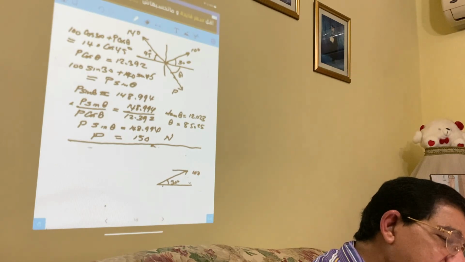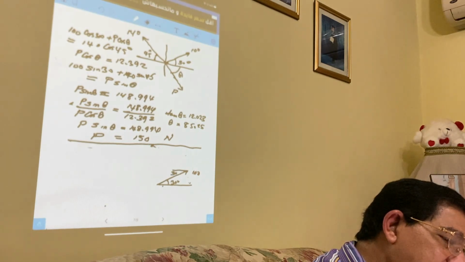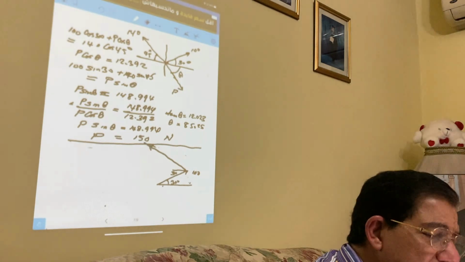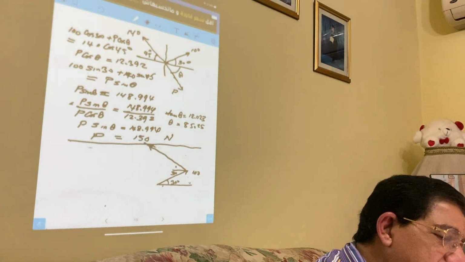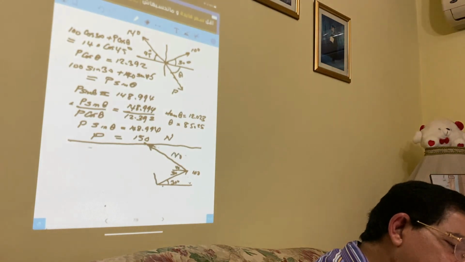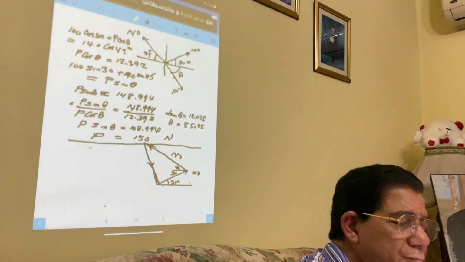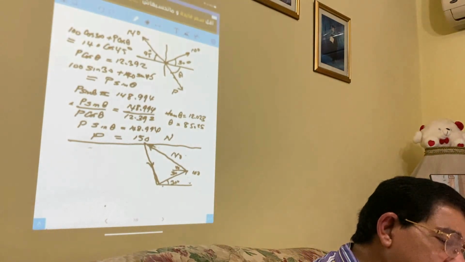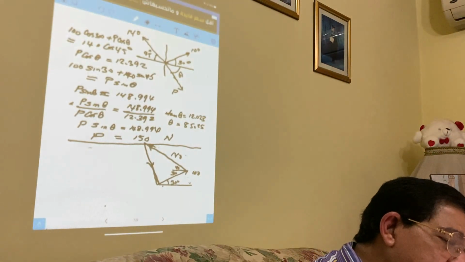Then the force is 140, right? Therefore, this angle is 30. There's a force there, that force making 45 degrees, and it is 140. This is the third force, which will close the triangle, which we know, using cosine rule, we can get its magnitude.